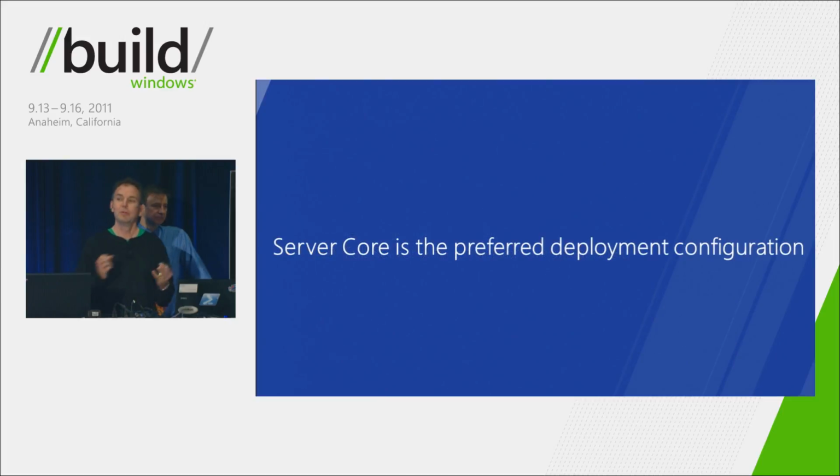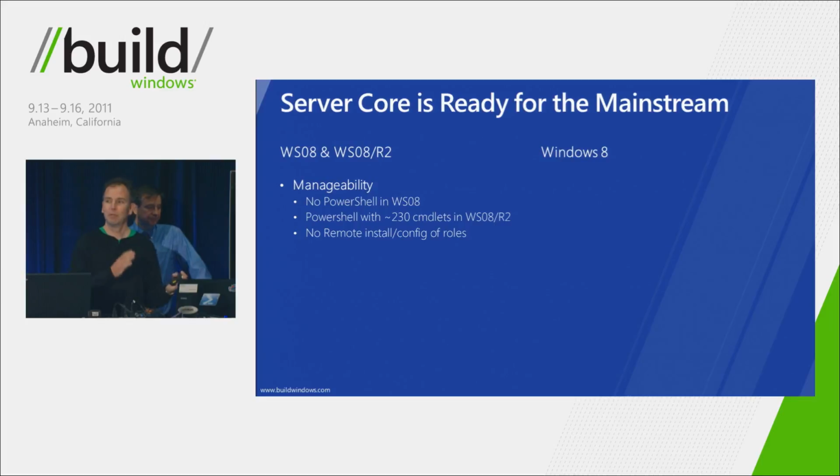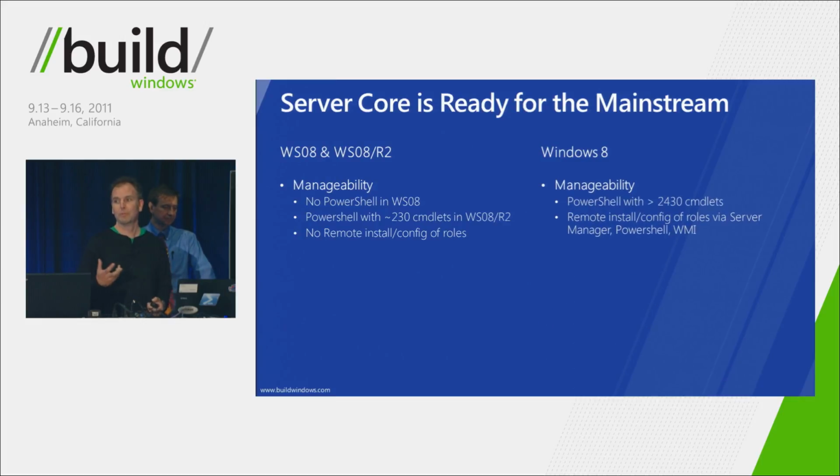So again, Server Core is the preferred deployment option in Windows Server 8, and we'll see some of the reasons why here. So we've really made a bunch of changes. We've listened to the feedback on some of the deficiencies in Server Core and really made a bunch of changes around management, deployment flexibility, as well as ease of use. So on the manageability side, as Jeffrey mentioned, there was no PowerShell in the first version. PowerShell was added in R2, but again, it had a subset of commandlets. So there was less available than you might need to take advantage of the full environment of Server Core. And there was no remote install or configuration of roles and features.